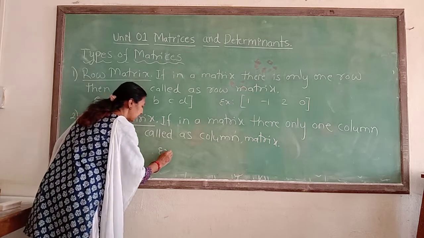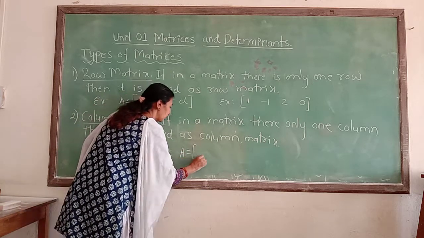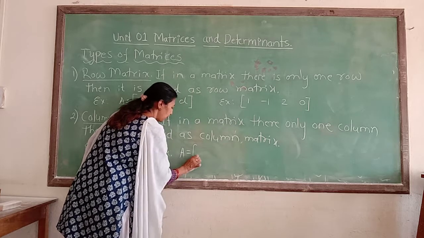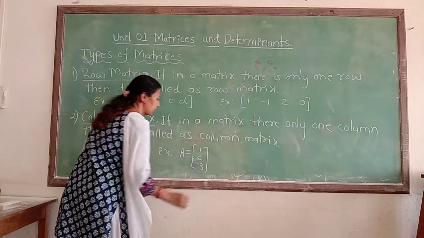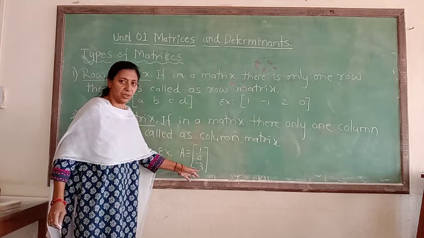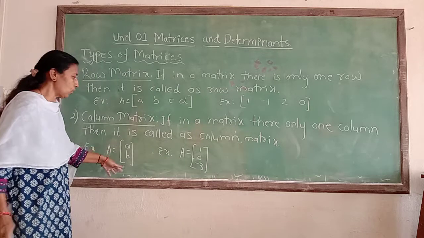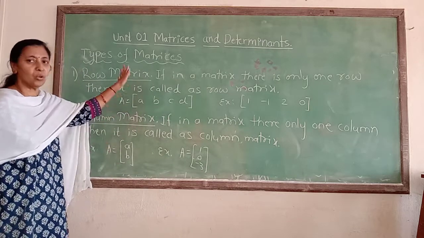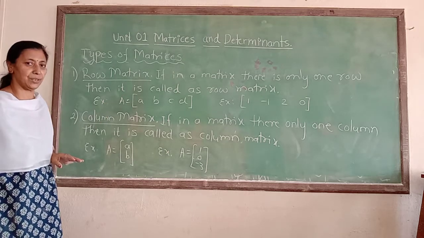Let us take another example. If A is equal to the matrix given by 1, 0, -3, in this you are seeing again only one column. Therefore it is a column matrix. So like this, we can understand by the number of rows and columns what type of matrix it is: only one column, column matrix; only one row, row matrix.